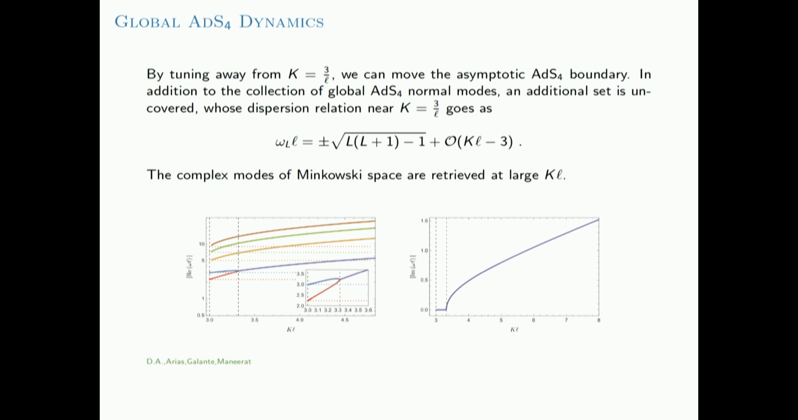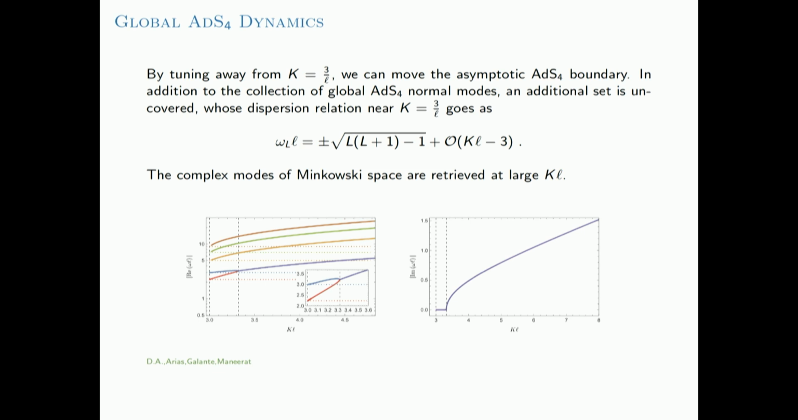And what we find is that in addition to the collection of normal box-like modes that bounce around inside of AdS, we have a new set of modes that appears in the linearized spectrum whose dispersion relation to leading order, when K is very close to 3, which remember is the AdS boundary, takes the following form. Omega is equal to the square root of l(l+1) minus 1, or in the planar case it would look like a massless dispersion. So we have a new mode.